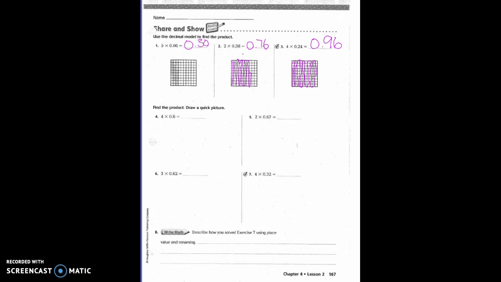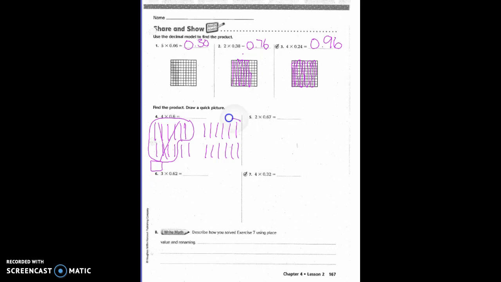Find the product, draw a quick picture. So this is where we're going to do our longs, our flats, and our hundredths, right? And then draw our picture. So first of all, how many longs do I need to have? 6, right? And then I'm going to have 4 groups of them. Okay, so first of all, I need to circle a group, right? Of how many? 10. And then cross them off, and that gets me a what? A flat, right?